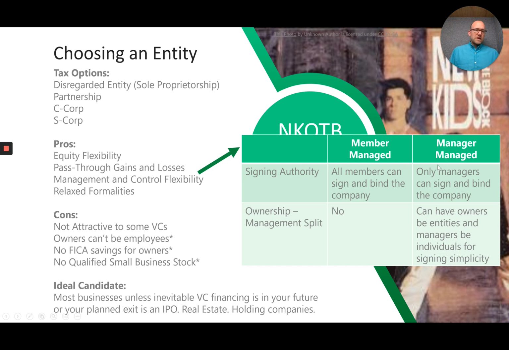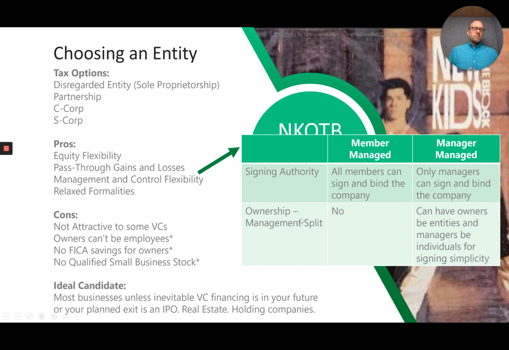Whereas with the manager managed LLC, you can have owners with 0.25% of the company and small amounts and different things that way, and only have the managers have the authority to bind. So you could have, essentially, one manager, 3 managers, or however many managers you want to have. But you can exclude people from that signing authority to bind contracts on behalf of the entity.